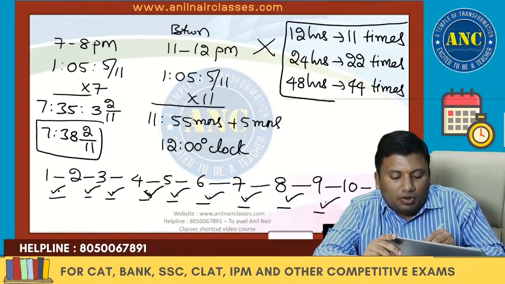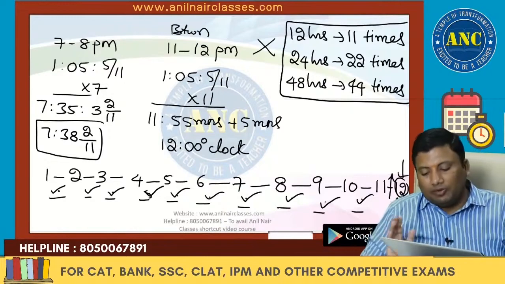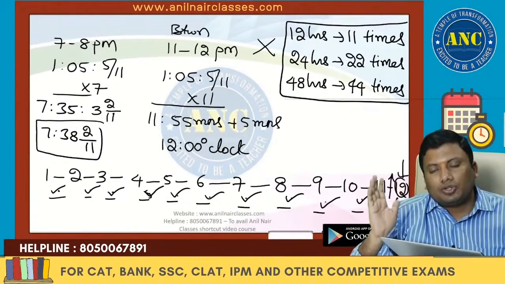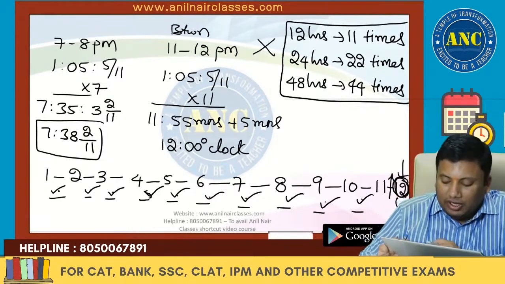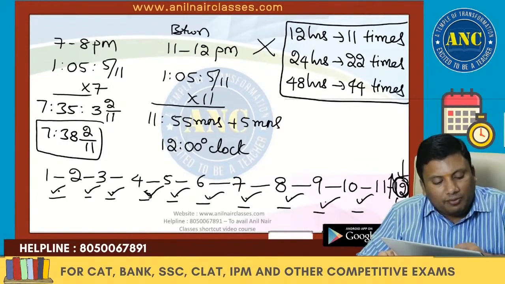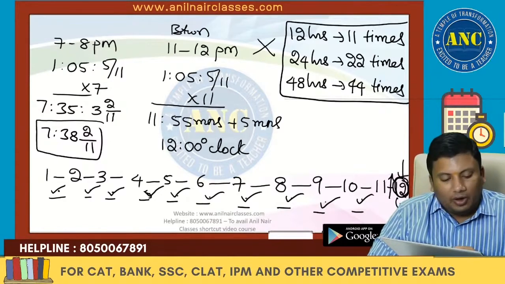Please make a note. I hope it is clear to you. So from 1 to 11, every 1 hour there is a coinciding time. 11 to 12, 12 to 1, it will coincide at 12 o'clock. So if I count the coincident timing, again from 12, again from 1. I hope it is clear.